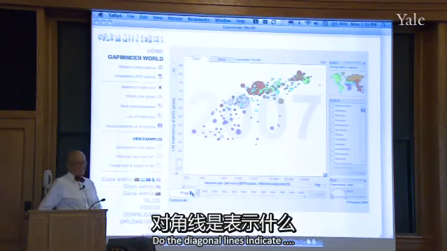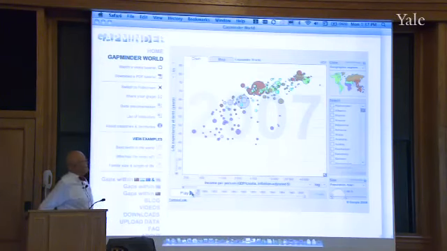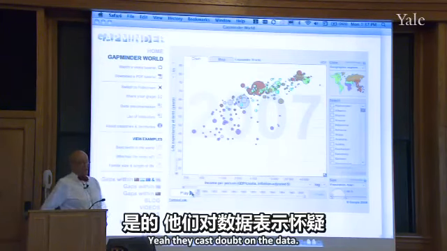Do the diagonal lines indicate you fit across the circles? Say again? Sorry, do the diagonal lines... Yeah, they cast doubt on data.